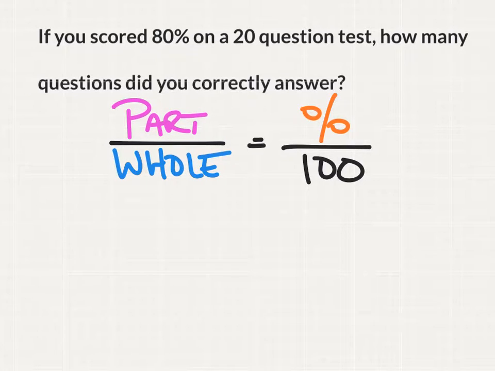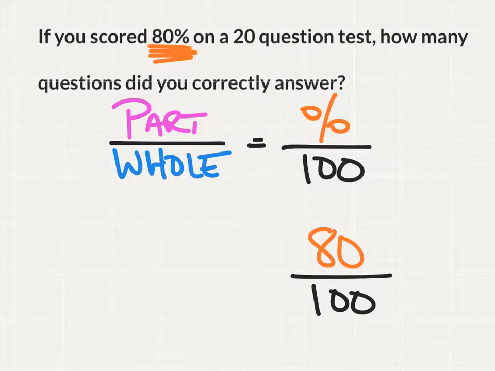When I go back to the word problem, I need to find the part, the whole, and the percent. If you scored 80%, well, that clearly looks like that's the percent clue. In fact, the percent is usually the easiest one to find because you'll normally see either the percent symbol or the word percent. So I know that it's 80 over 100.